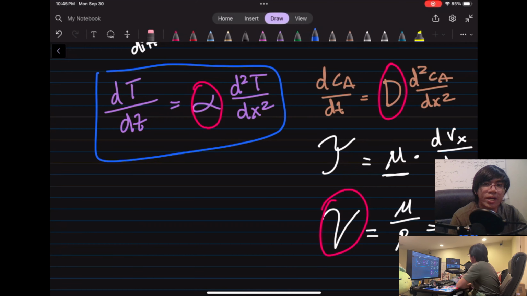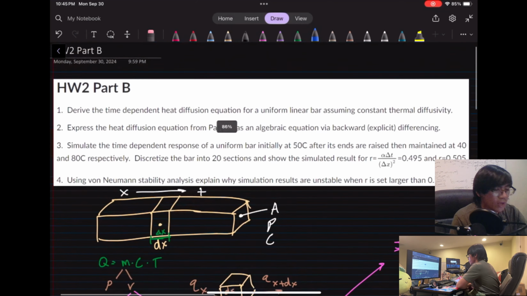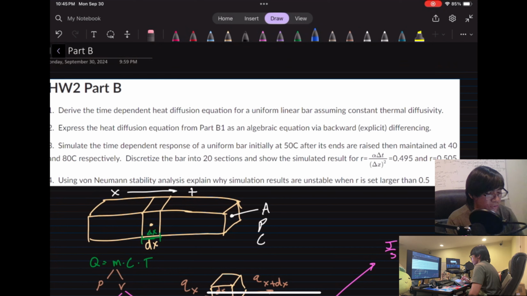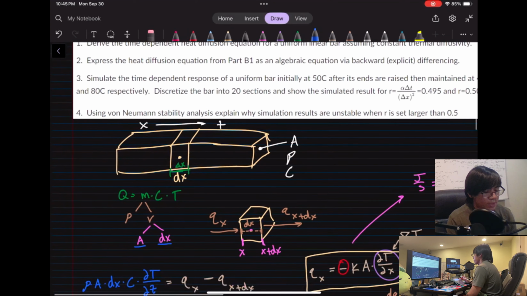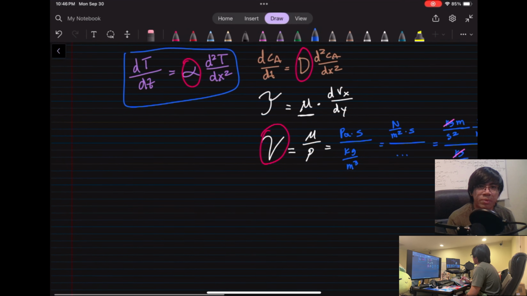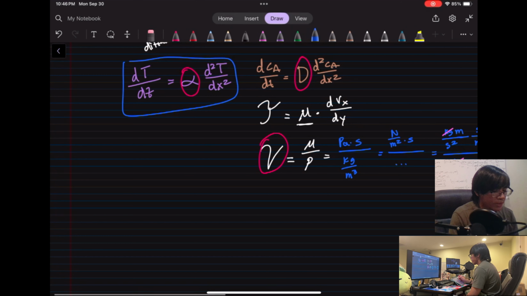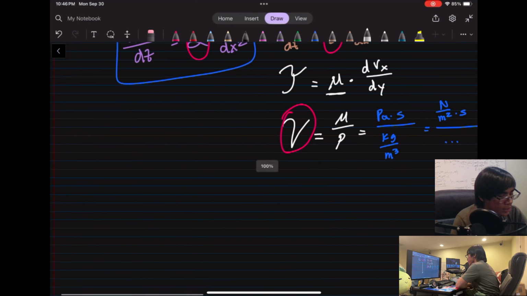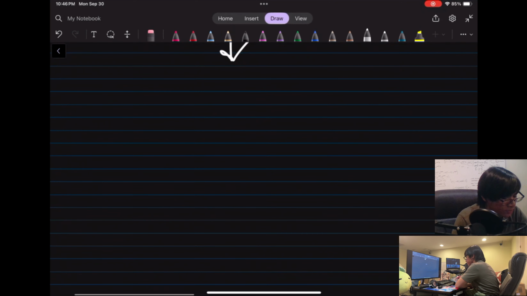So I believe that is the first part. Derive the time-dependent heat diffusion equation, and for constant thermal diffusivity, what we said was alpha. And now we're going to express this with some backward differencing. All that means is that we're going to be discretizing our time and position in a way that we can actually code this out. And this will also help us with our stability analysis later on. So breaking this down, I'll go ahead and rewrite this just so we have more room.